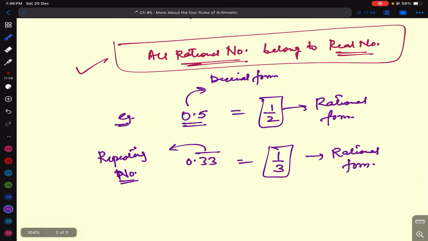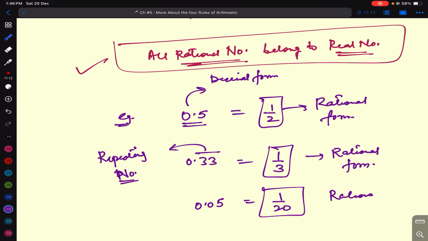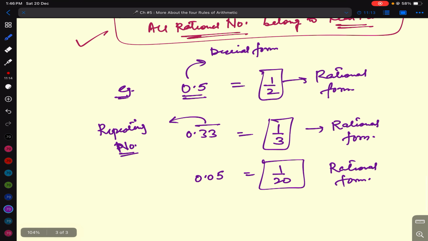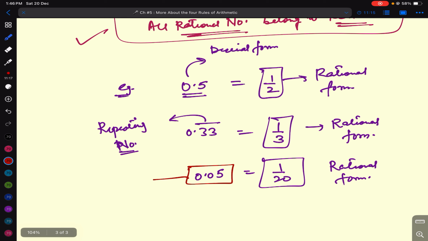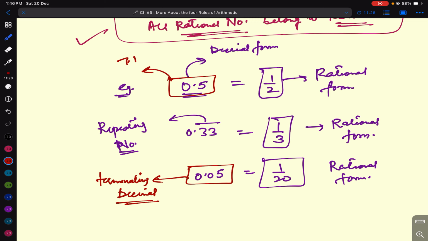Clear? Similarly, 0.05 can be written as 1 over 20. Now this is again a rational form. And what kind of decimal was it? It was a terminating decimal, right? This was also a terminating decimal. Clear?